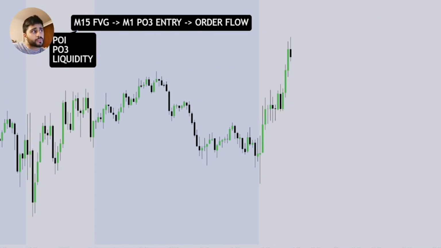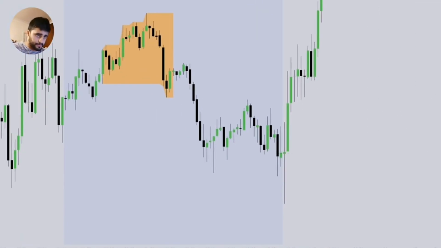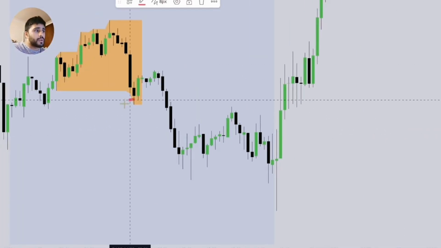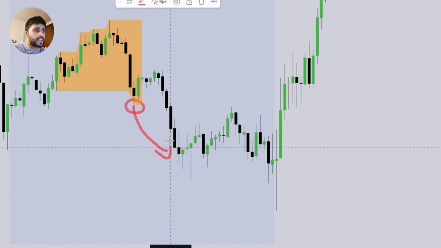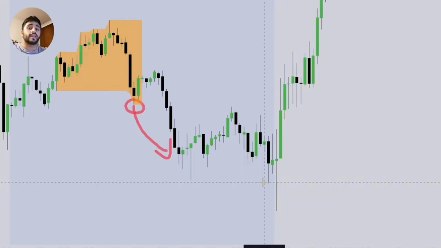Let me first bring this on. This is the Asian range, all right? What you can see straight away from here is a couple of things. We can see price has swept this Asian low, right? We've taken out this Asian range low. Now, when we take out an Asian range low, the market will very often take out the Asian range high.